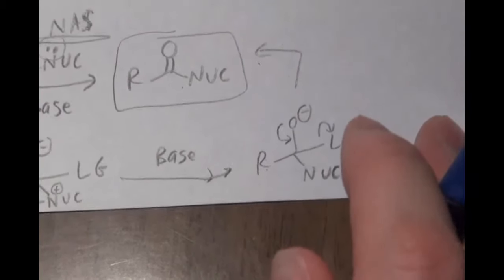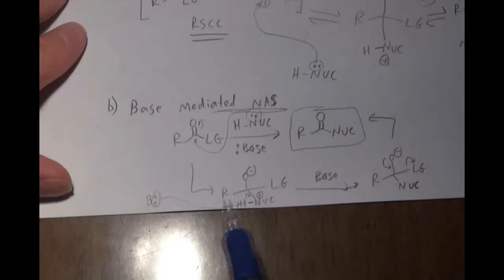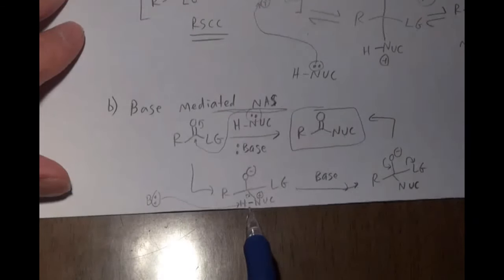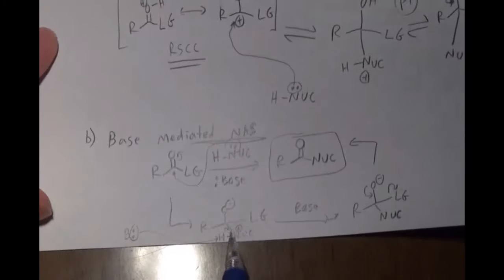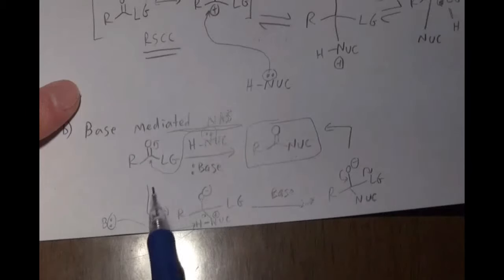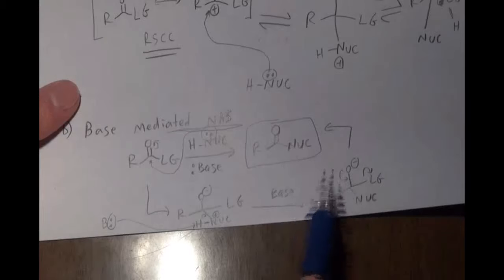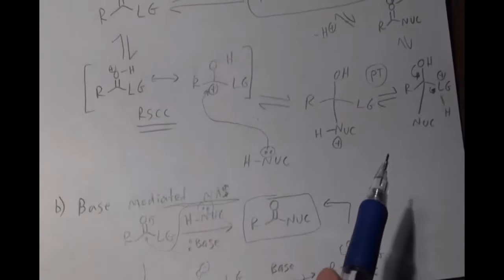Okay, we'll zoom out and show the base-mediated NAS again. Nucleophile attacks. Base takes proton, right? And then O minus swings down and kicks off leaving group. Very easy, right? So it's like first step, second step, third step. It's 3 steps.